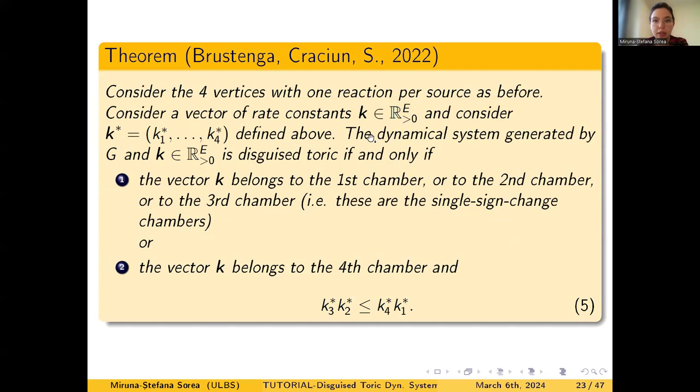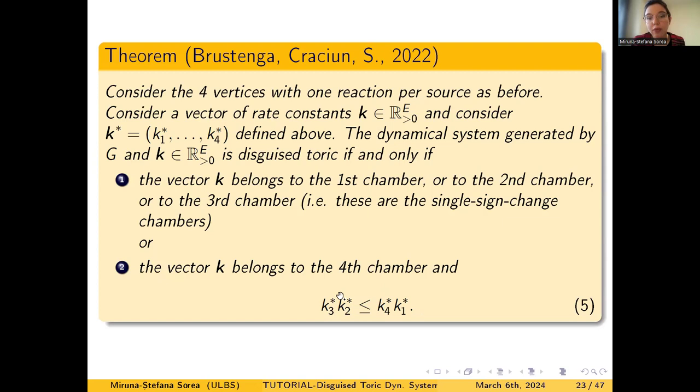So this system is disguised toric if and only if we have the following two cases. Either the vector of rate constants k belongs to the single sign change chambers, one of them, or the second condition is a bit different. The vector k belongs to the fourth chamber, in terms of those linear inequalities on k. And so this end is for the second condition.